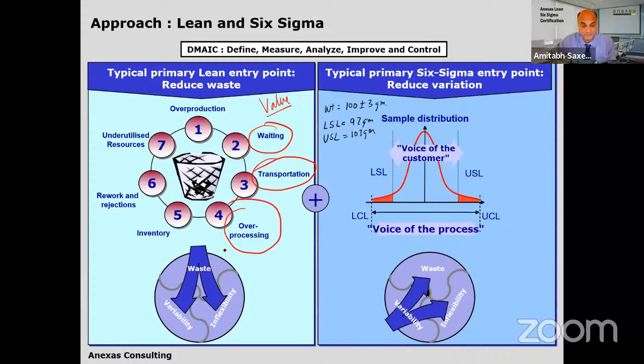Overprocessing means doing something more than what is required. Inventory, work in process inventory also is included here. Rework and rejections and defects and errors, underutilized resources.